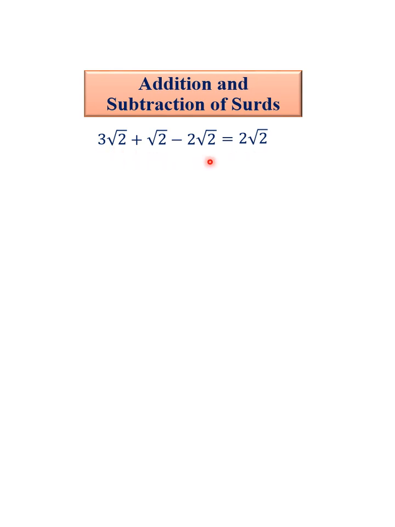Just see this as this. If you're given 3x plus x minus 2x, the answer is 2x. Just replace the irrational part of the surd with an unknown, and that gives you a simple way to solve the problem. If you see this, you know it is 2x. Similarly, this is 2 root 2 because they are similar surds.